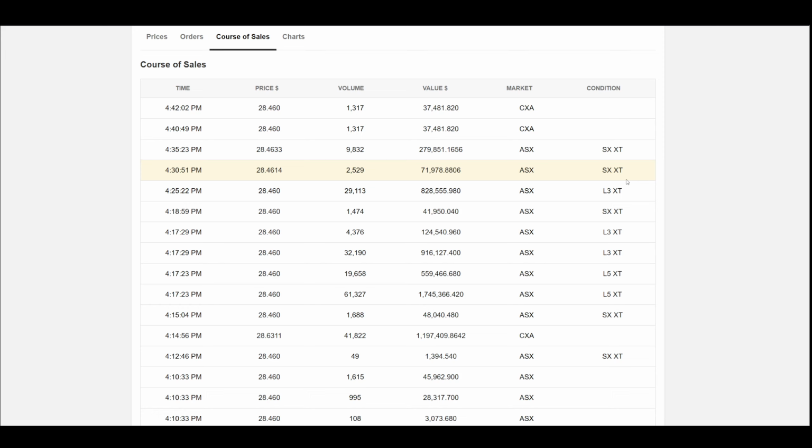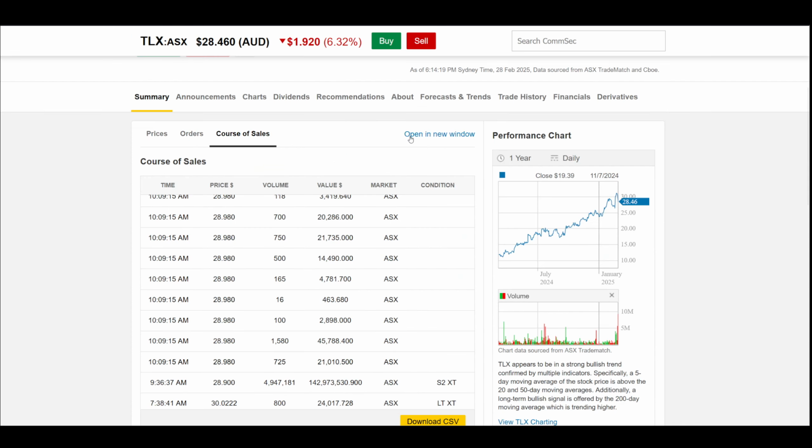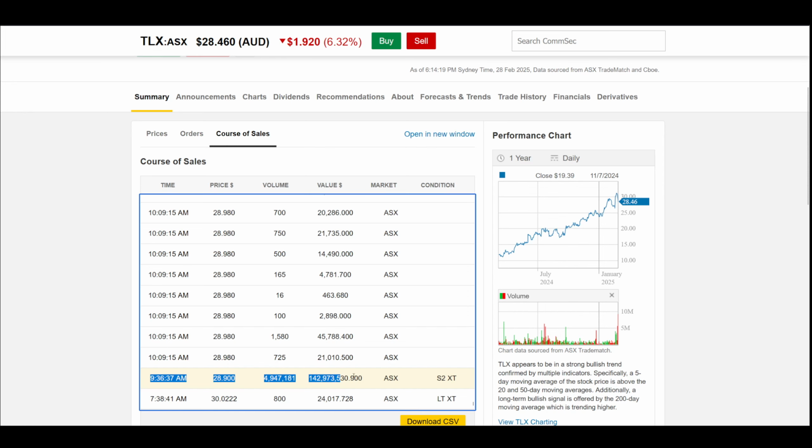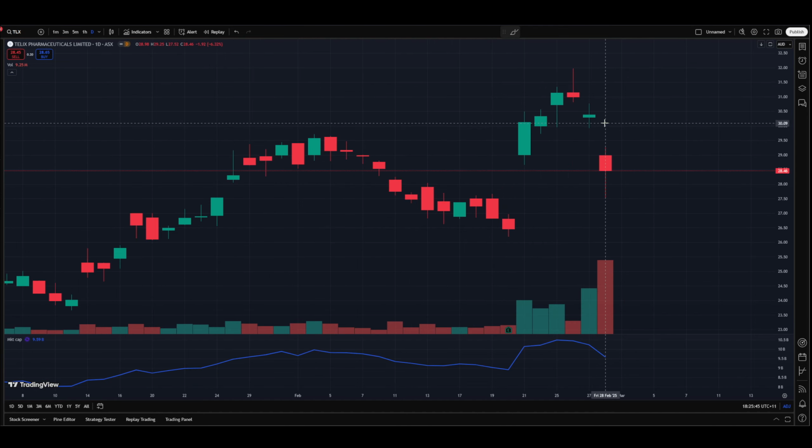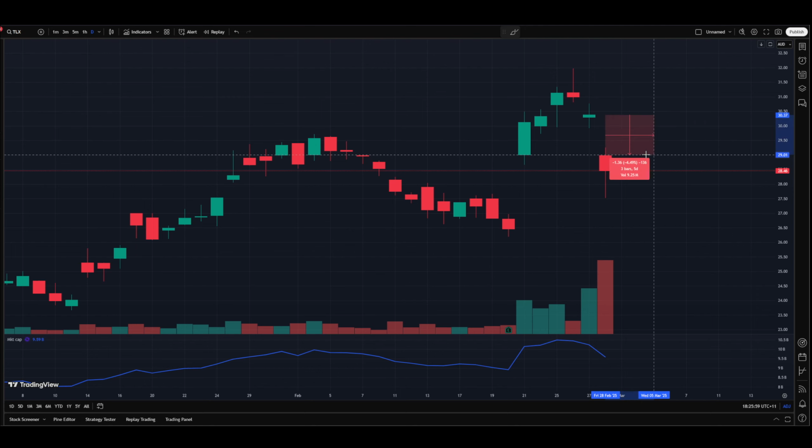Here's a really clear, quite significant example that happened in the last couple of days on the stock TLX. So today's the 28th of February 2025, and this is the execution that was done this morning at 9:30 before market open of 5 million shares at $28.90. And you can see there's an S2XT trade that went through, the condition code for that. The last closing price on TLX was about $30.40, and it opened up at $29, which is just a little bit above that condition code price, or that block trade that we just saw. So that is a pretty significant drop of 4.5% that occurred.